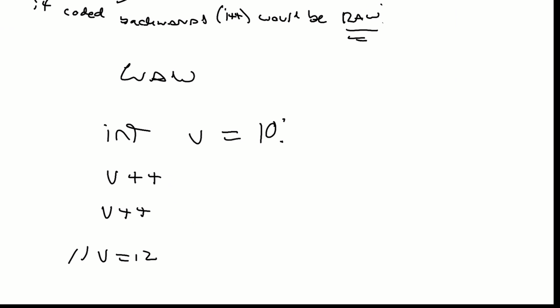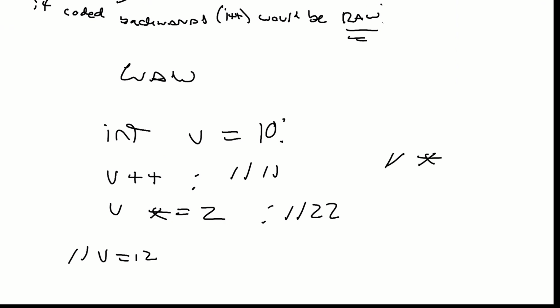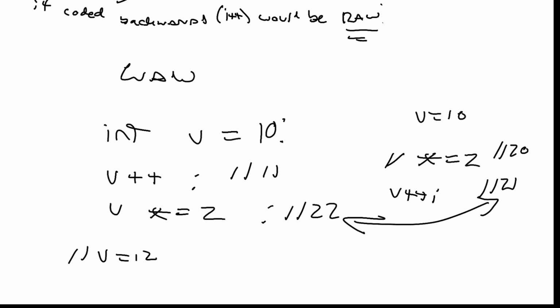Well, suppose that this was v times equals 2 like that. In this case, this would make it 11 and this would make it 22. However, if we run them backwards, we'd actually get 10 times 2, which is 20. So if we did v times equals 2 and then v++, starting out with v as 10, we would first get 20, and then we get 21. So of course, 21 and 22 are different numbers, right?